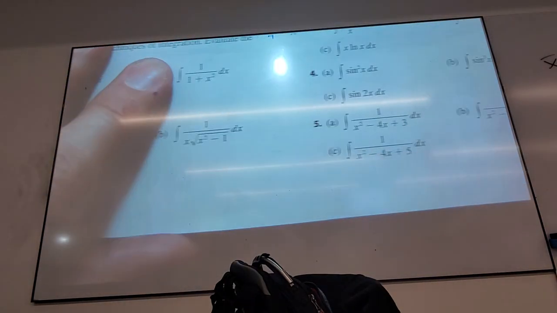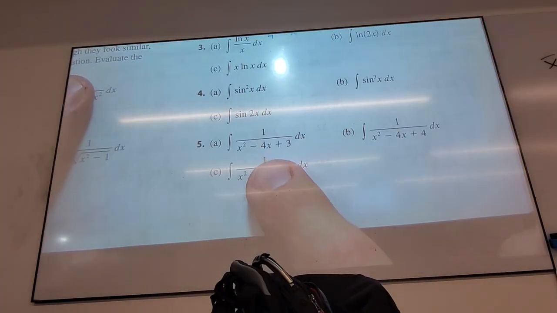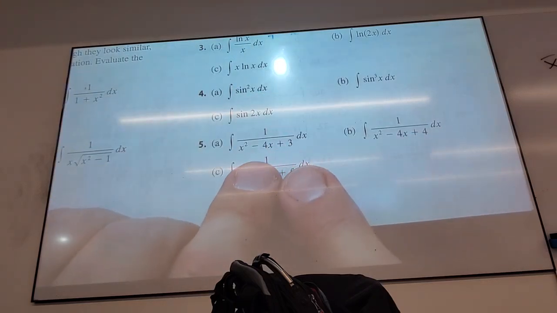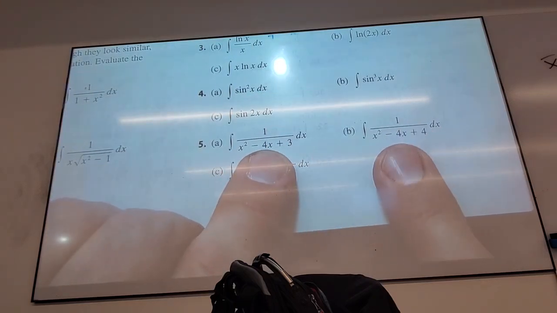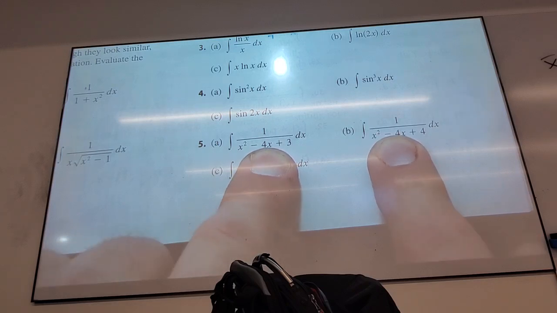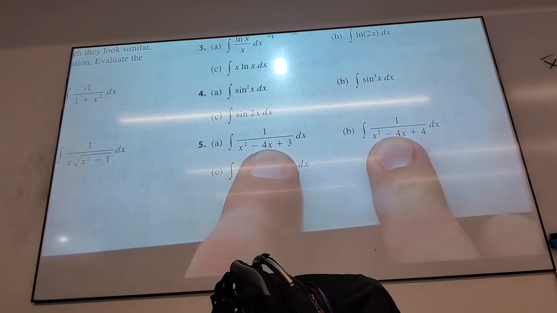Okay, so let's see real quick. I want to see if there's anything else. These are very obviously, well, those you can factor. Say, what would you use? Partial fraction decomposition.